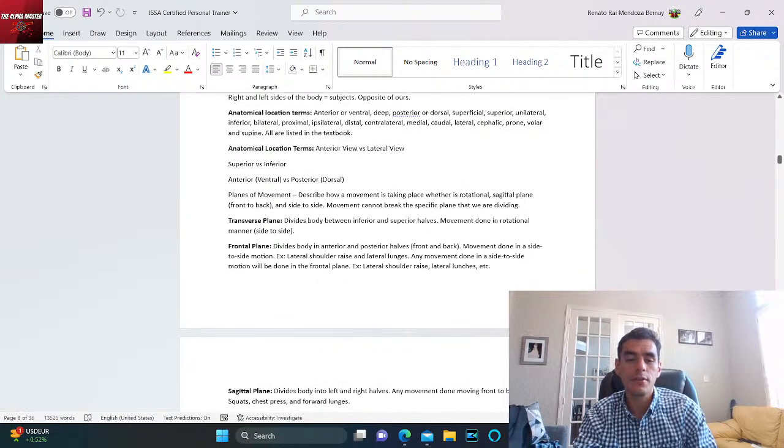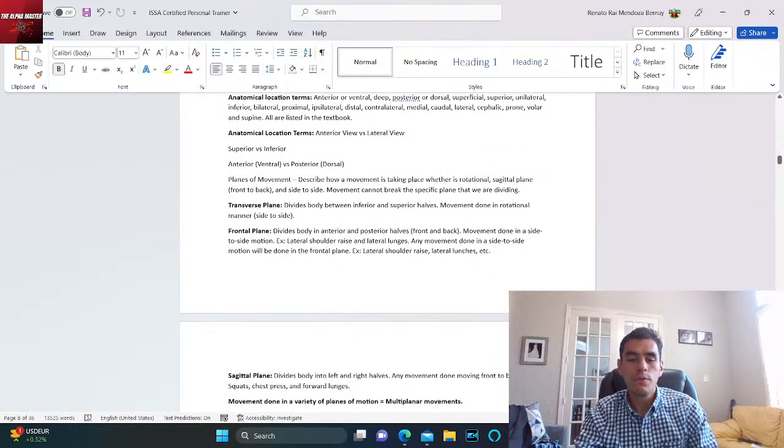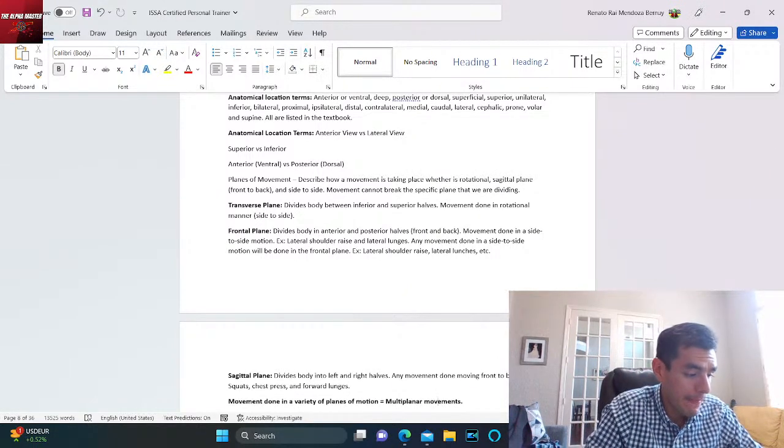And the sagittal plane divides the body into the left and right halves. Any movement done moving front to back. Examples are squats, chest press, and forward lunges. Movements done in multiple planes of motion are multiplanar movements. The planes of movement describe how a movement is taking place.